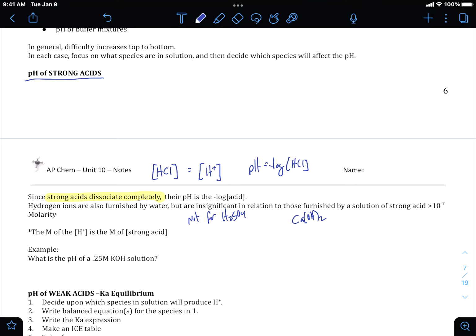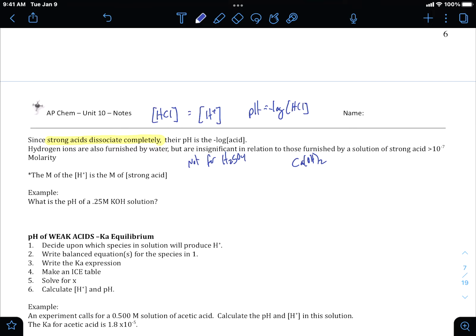All right, so what's the pH of a 0.25 molar solution of KOH? Well, that's a base, so really what I'd be doing is taking the pOH, so pOH is the negative log of 0.25, which is 0.602, so the pH would be 14 less that, so 13 point, let's just call it 13.0. No big whoop. Strong acid, strong base, not even really a problem.